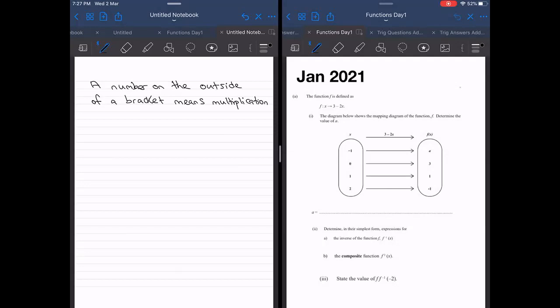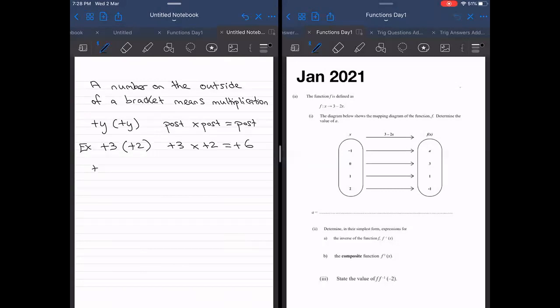All right, so for example, if you have plus y, this is coming from our multiplication rules, that a positive multiplied by a positive is a positive. So for example, if I have plus 3 plus 2, we know that I have a number on the outside of a bracket, that means multiplication, right? So this is really saying what? Positive 3 times positive 2, which is going to give me positive 6.